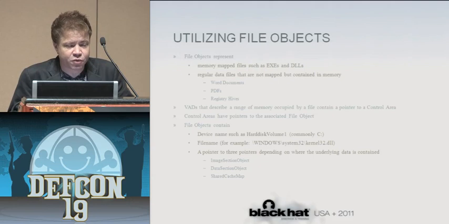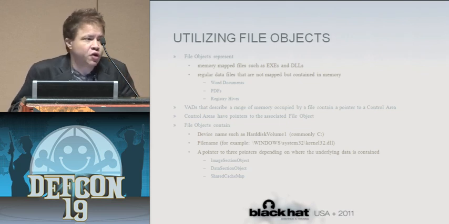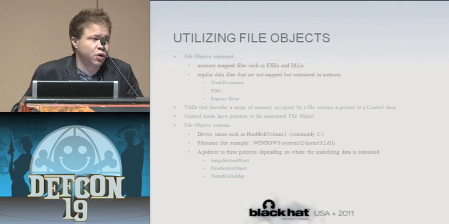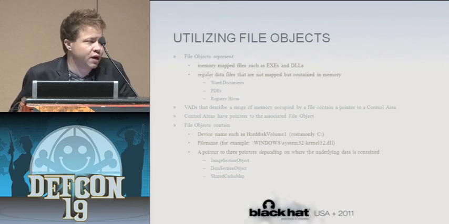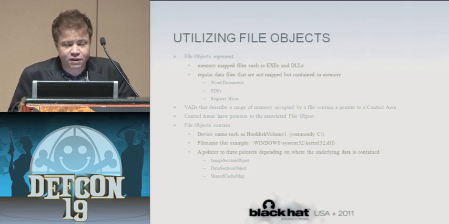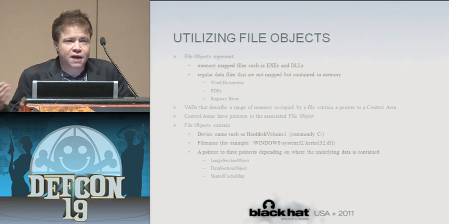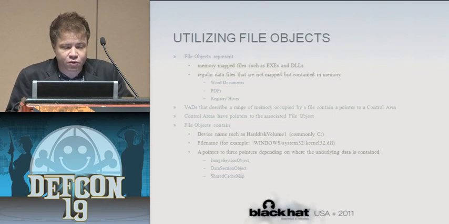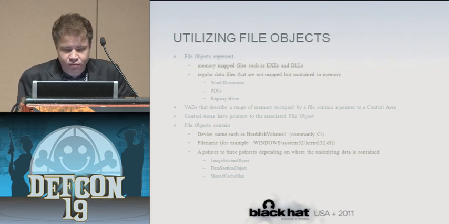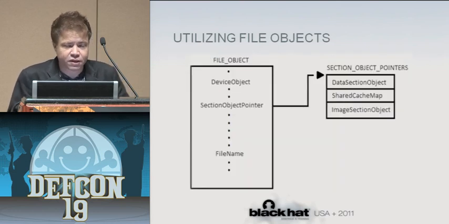Now, file objects contain some useful data, including the device name. That would be things like HarddiskVolume1, as you see in this example. You could then translate that for the OS in question, or for your host. That's probably C:, or whatnot. It'll also contain the file name itself. And then the thing we're going to talk about today is this table of 3 pointers, depending on where the file data is actually backed up. The 3 things we're going to look at are image section objects, data section objects, and shared cache map. Here's a graphical representation of a file object.